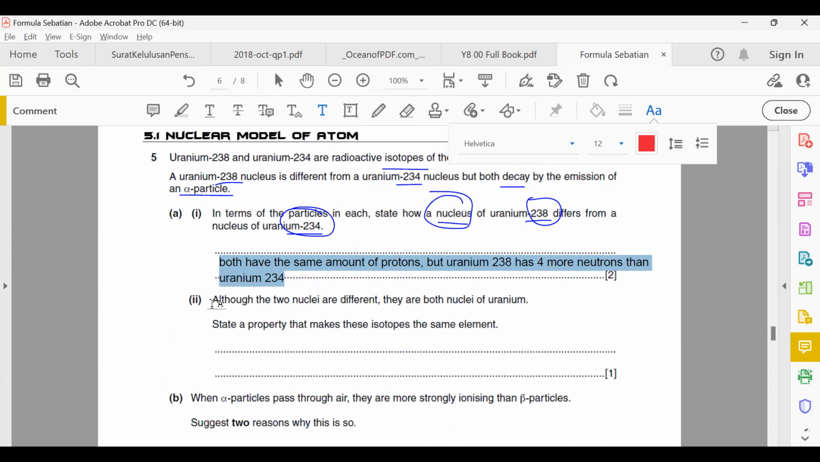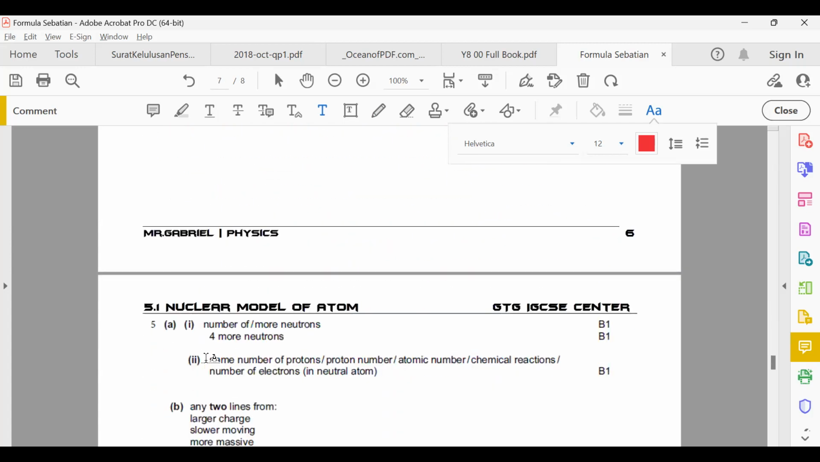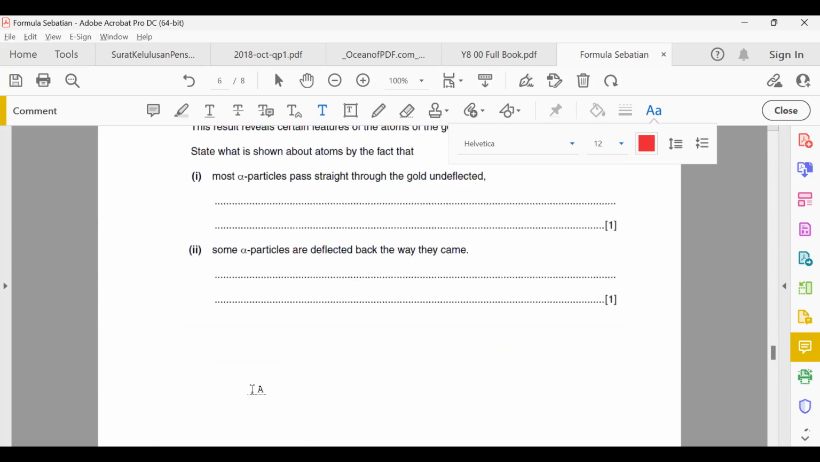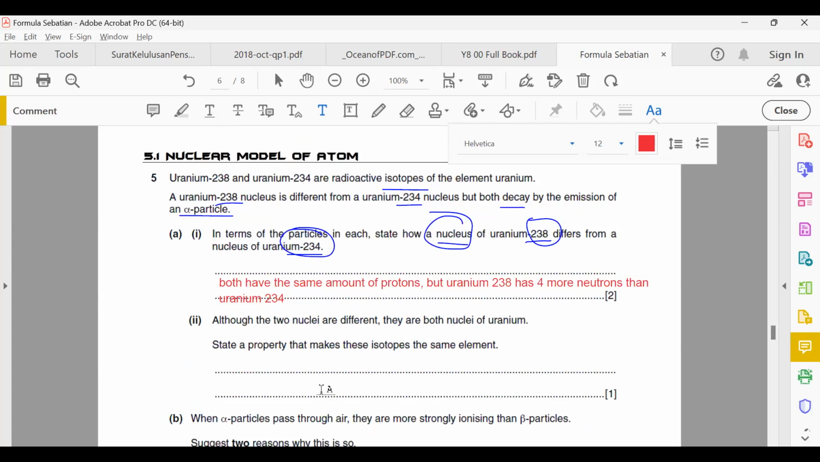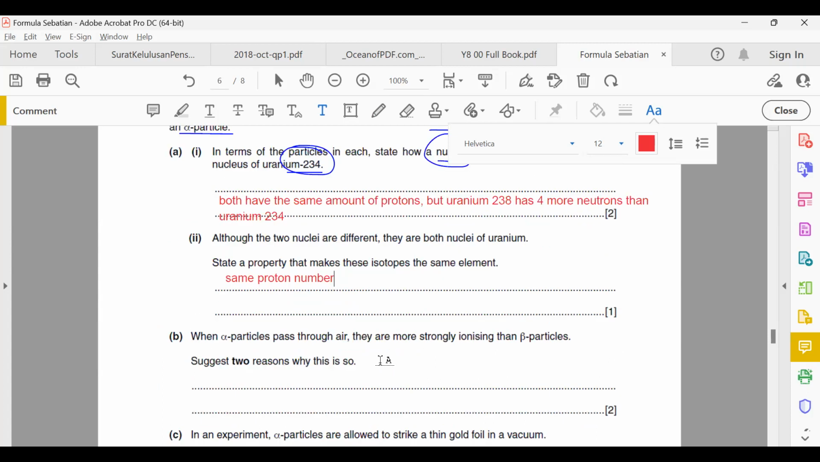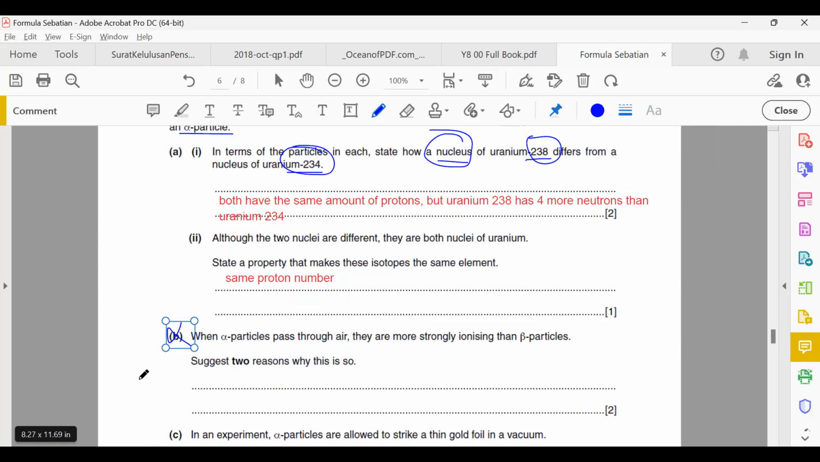Anyway, moving on. Although the 2 nuclei are different, they are both nuclei of uranium. State a property that makes the isotopes the same element. They must have the same proton number, as you can see here. Same proton number. Even if you wrote same chemical properties or same number of electrons, that is acceptable, but I would have just written same proton number. This next one you skip because you haven't learned anything about it yet.